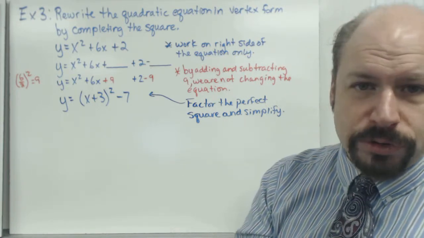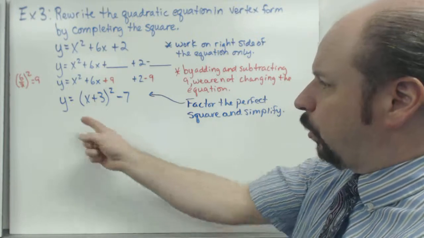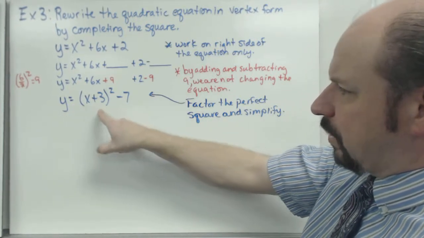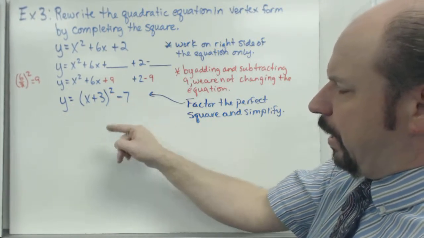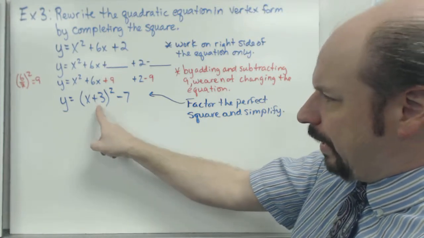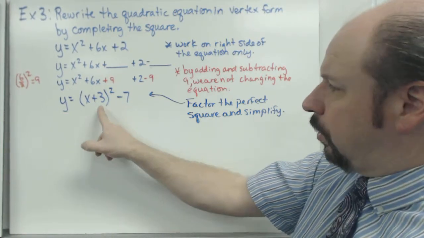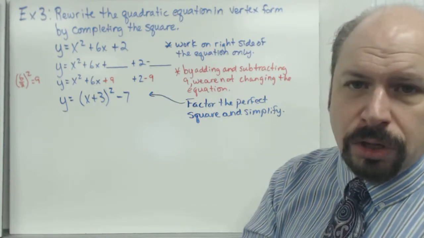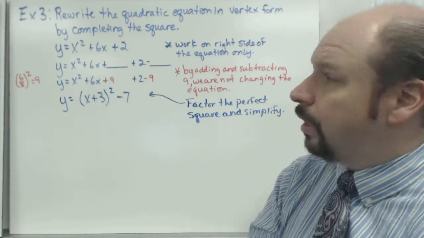Okay, now if we needed, of course, to identify where the vertex is, remember it's y equals a times x minus h squared plus k. So our vertex would be at negative 3, negative 7. Remember, it's always opposite of that one. Okay, so that's really all there is to it.